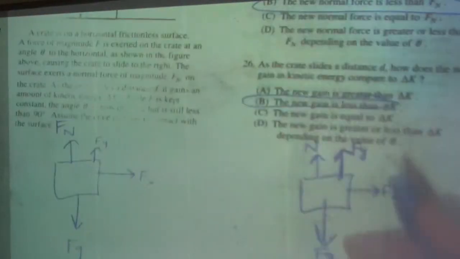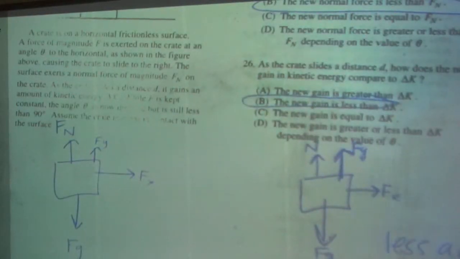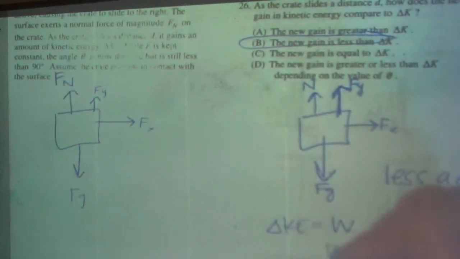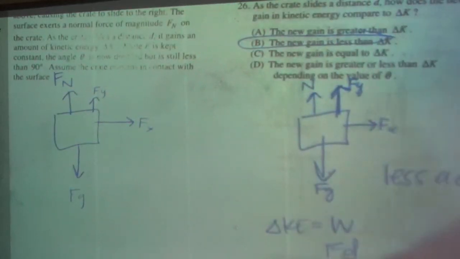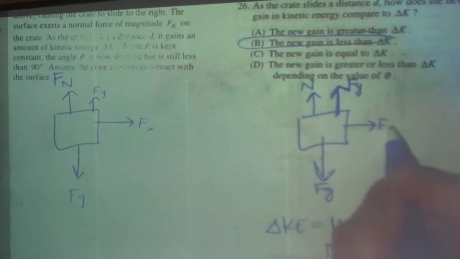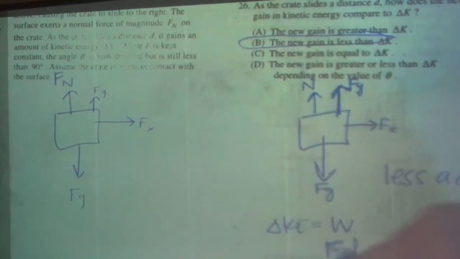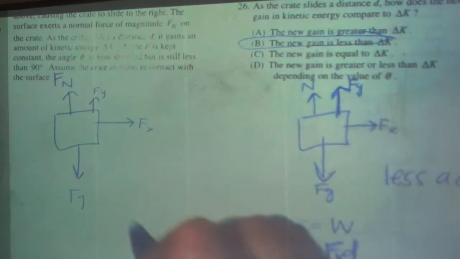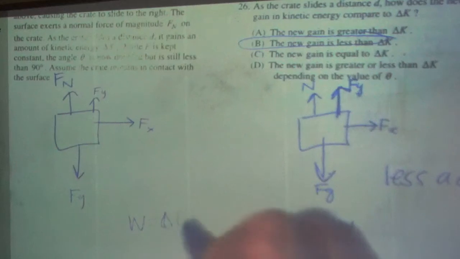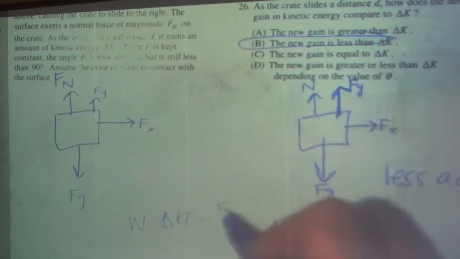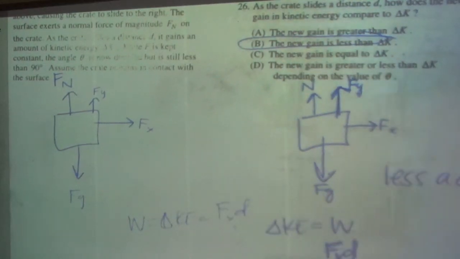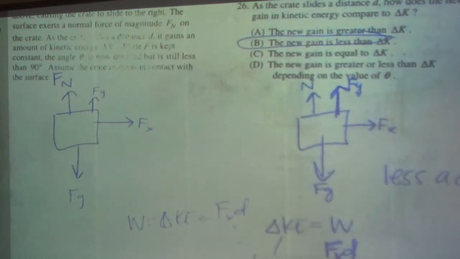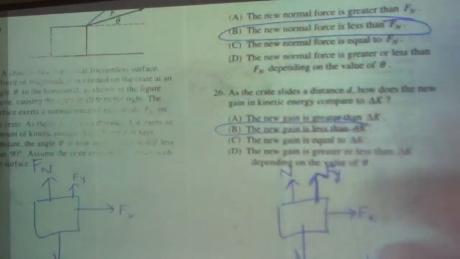You also can think about it this way: the change in kinetic energy is coming from work done. Work is force times distance, specifically the Fx. That is less, right, that is causing the work, Fx times the distance. It's still sliding a distance d, but this change in kinetic energy came from the Fxd. Now I have less Fx, but over the same distance, so I'm going to have less change in kinetic energy. That's also another reason why.